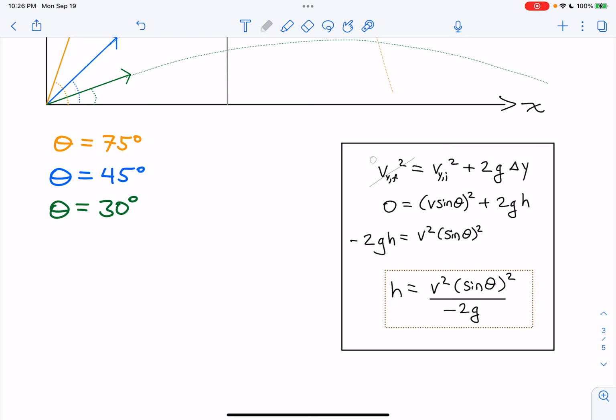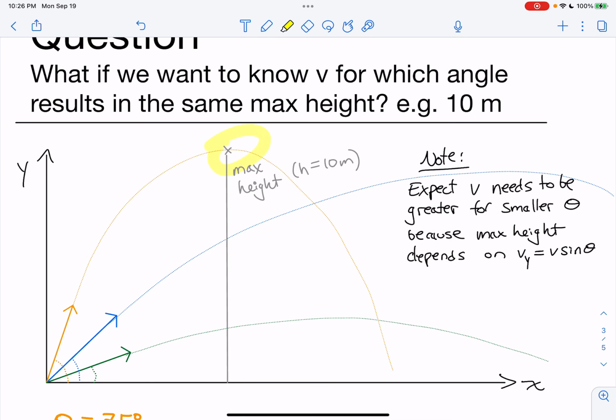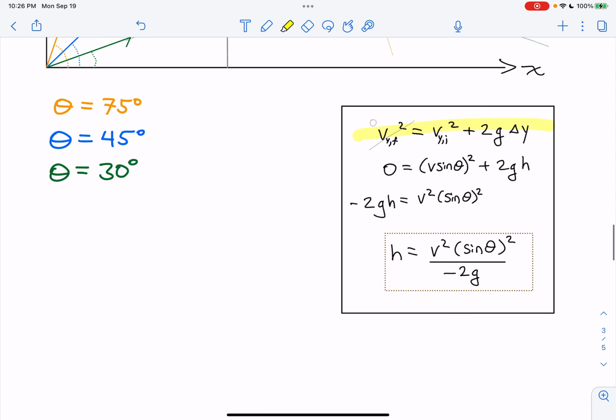Okay, so just a quick recap. What we did there was we set up a kinematic equation where the final velocity squared is equal to the initial velocity squared plus 2 acceleration delta y. And we said, when looking at the max height, at that peak point, the final velocity is going to be 0. And so we rearranged this in terms of height.